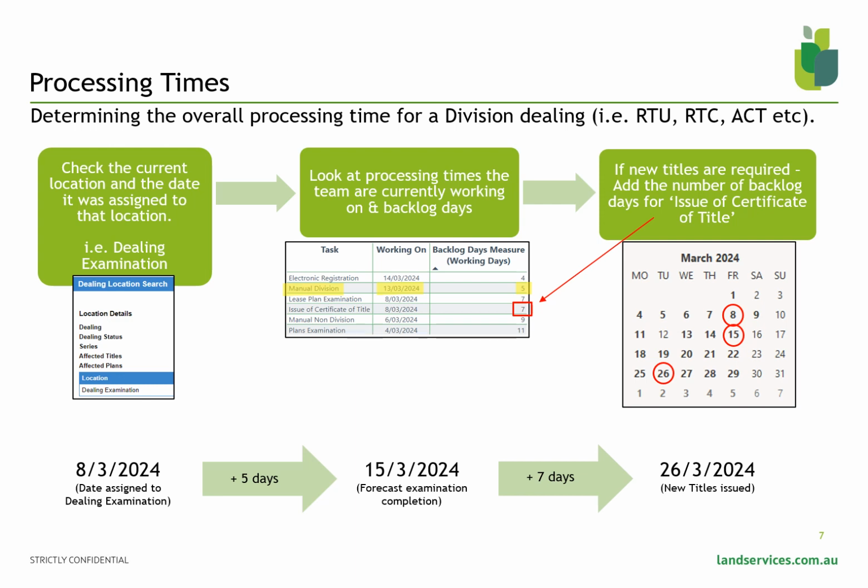Following the registration of the dealing, it will then be assigned to the title drafting team for the issue of the new certificate of titles. Again, we can refer to the processing times for this step and forecast the approximate completion date. In this example, issues of certificate of title have a 7-day processing time, so new titles are expected to be issued on or about the 26th of March.